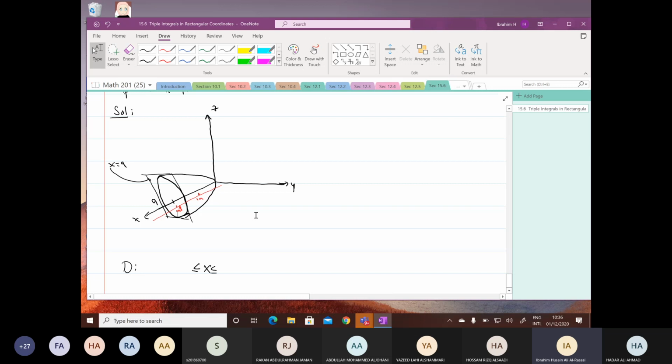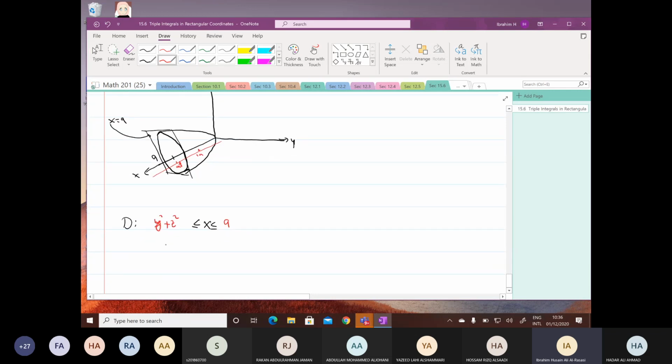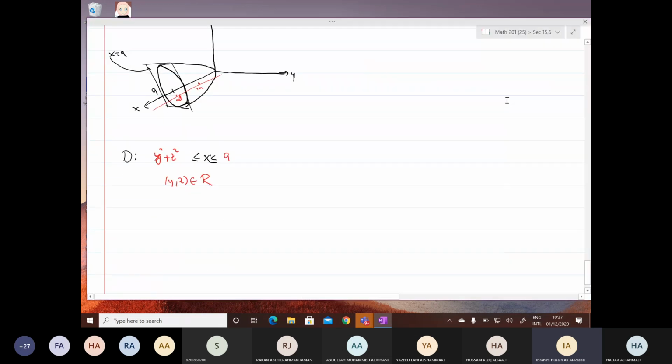So here it will be y squared plus z squared, and here 9, from x equals this paraboloid to x equals the plane. Now what remains? Y and z. It will be in R, in the projection. How to find the projection?